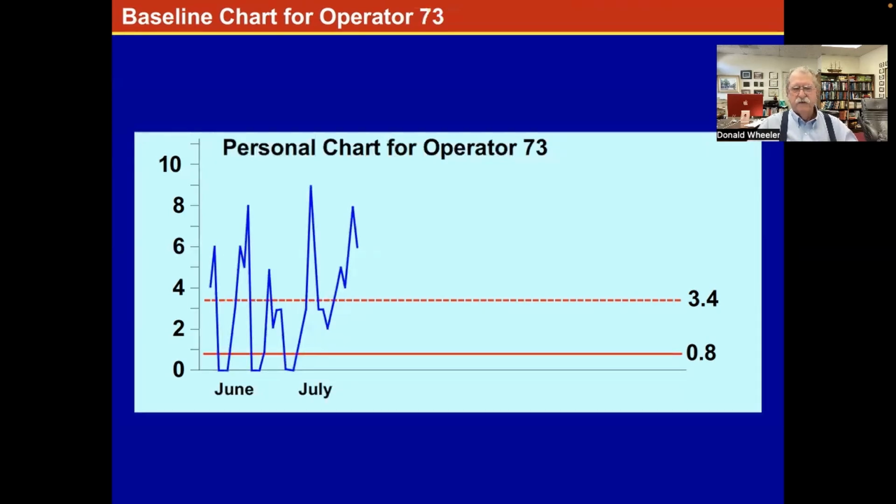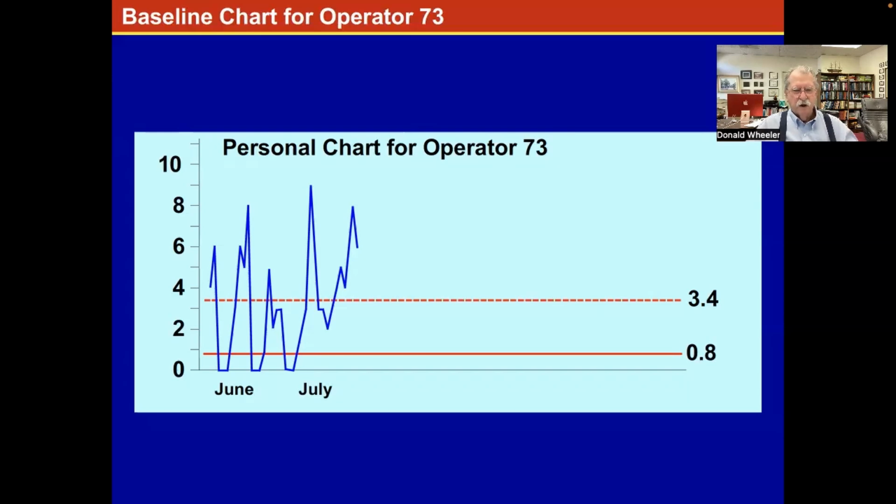And operator 73 was a lady in her early 60s who had been looping for 10 years. During June and July, her production had either been worse than average or perfect. Worse than average, perfect, worse than average, perfect. And then back to worse than average as the inspector kept coming around, pressure was beginning to build. Nothing in between.